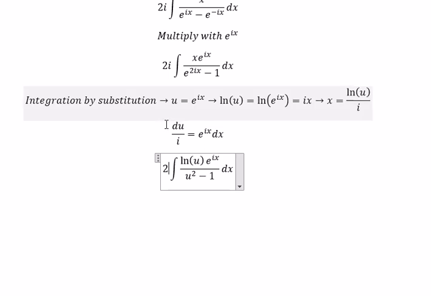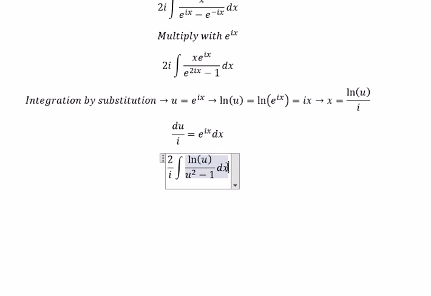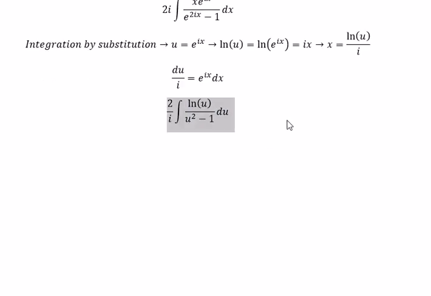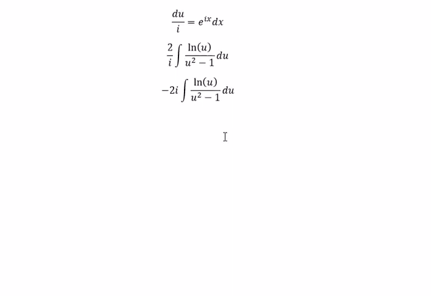This one we change for du over i, so we got i in here, and this one we change for du. Next we multiply with i in here, so you got i square in here. i square is changed to negative number 1, so you got negative 2i. Next we have the negative in here. We can put 1 minus u square in here.